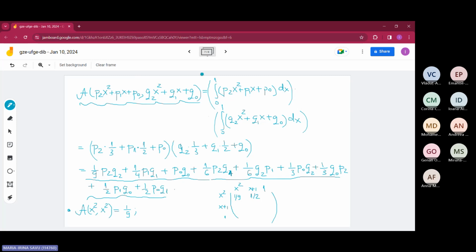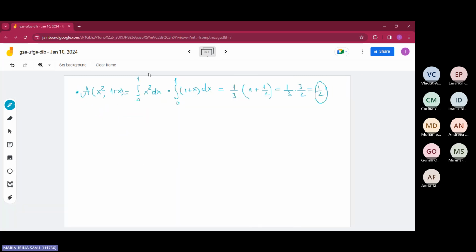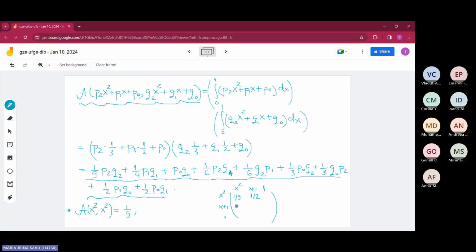1/2. And because A is a bilinear symmetric form, then A of 1 plus x and x squared is the same with this one, so it is 1/2. So it means that in this matrix, you put 1.